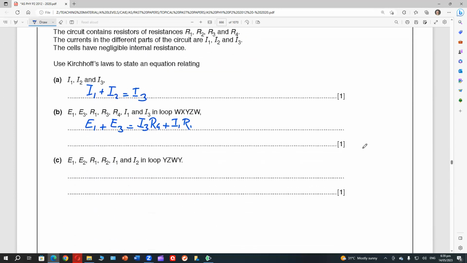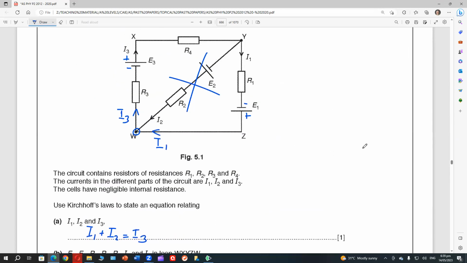That looks fine. Now it says the loop YZWY, like the triangle which is being formed. YZWY. So we can say that this part is neglected. Now we have a plus here and we have a minus here.